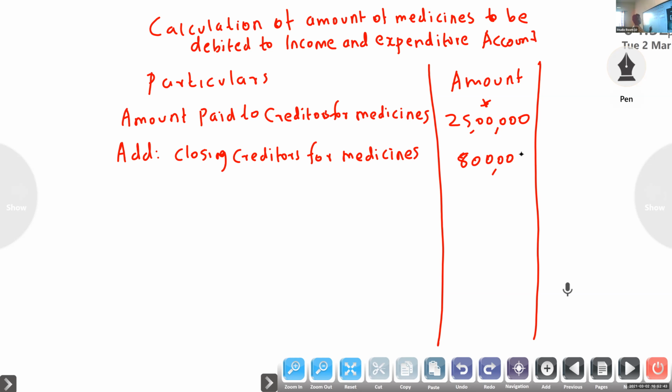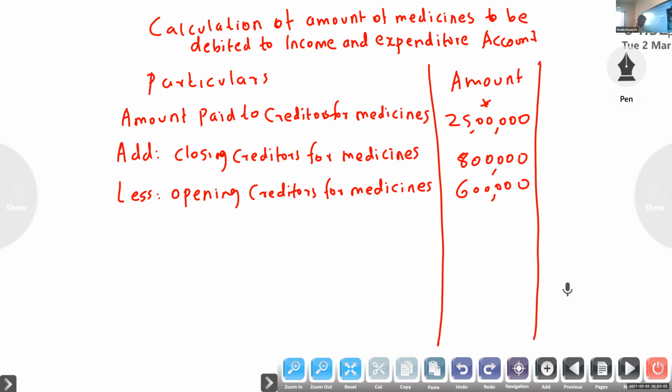Add, then less opening creditors for medicines. Opening creditors for medicines, you have to less. Then you will get this amount as purchase of medicines. Purchase of medicines. Okay, cash purchase is not there. So this will be the purchase of medicines.